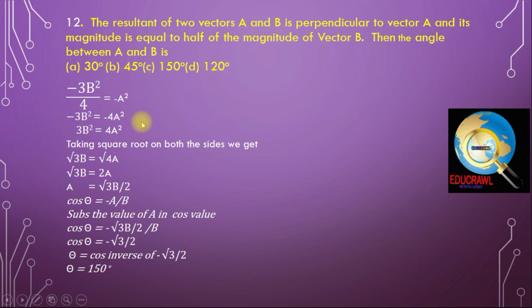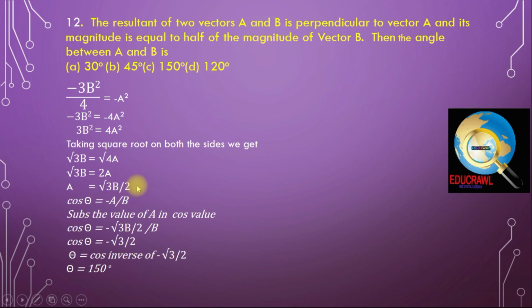The minus sign is common to both. We find a minus sign in the LHS and RHS, so we can cancel it. So we have 3b squared is equal to 4a square. Now in this equation I am going to take the square root on both sides. That is, square root of 3b squared is equal to square root of 4a squared. Square root of 3 is root 3, square root of b squared is b, square root of 4 is 2, square root of a square is a. So you get the equation root 3b is equal to 2a. From this, the value of a is root 3b divided by 2.